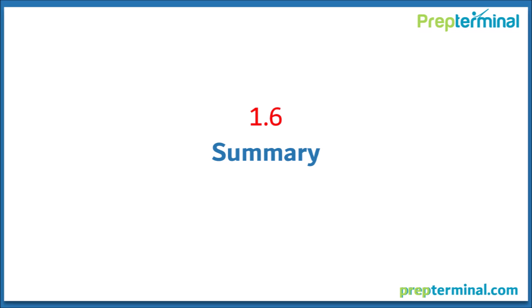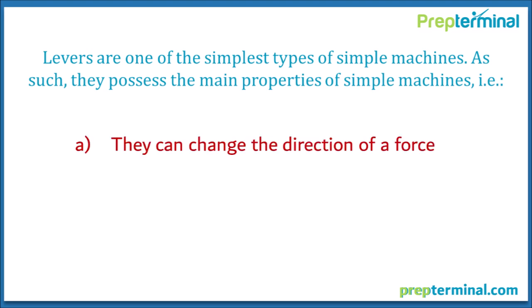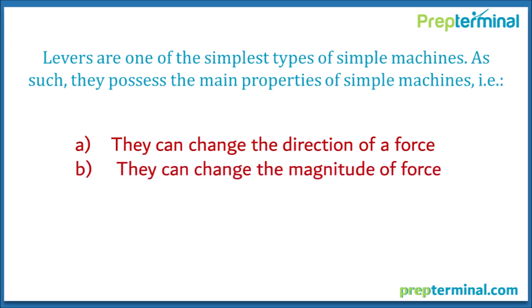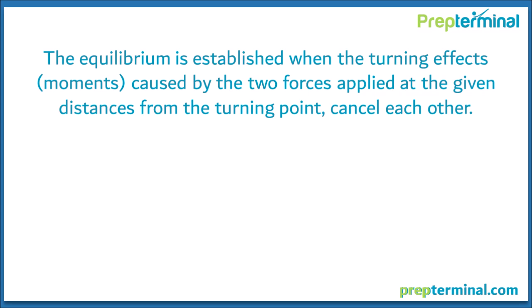(1.6) Summary. Levers are one of the simplest types of simple machines. As such, they possess the main properties of simple machines, i.e., they can change the direction of a force. They can change the magnitude of force. They can change both of the above. The equilibrium is established when the turning effects, or moments, caused by the two forces applied at the given distances from the turning point, cancel each other.